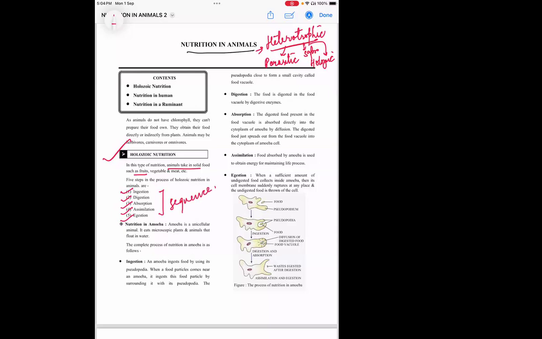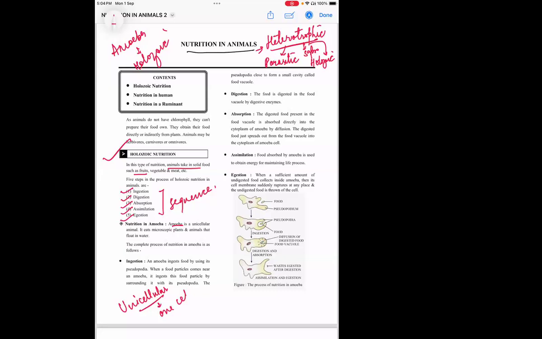Now starting with the amoeba. Amoeba also have holozoic nutrition. They also can take in solid particles. Amoeba are unicellular organisms. It means they are made up of only one cell. Through that one cell, they can do all functions required by the body. For example, they can excrete with that one cell, they can breathe by that one cell, they can digest the food by that one cell. So one cell is responsible for doing everything in them. So amoeba is a unicellular animal.